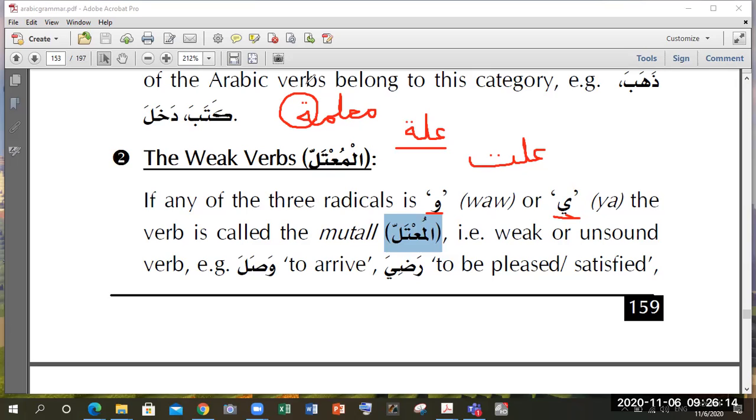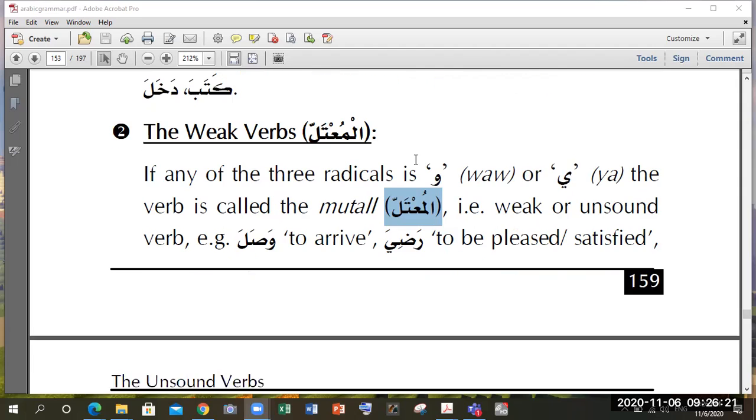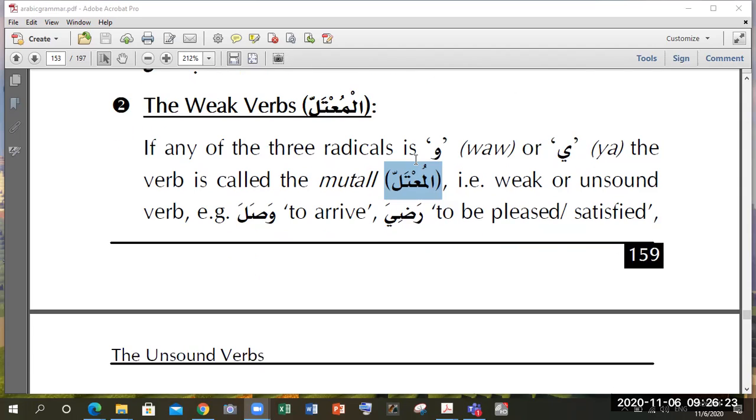So what are huruf illa that may come in a verb, Khadija? Huruf illa are alif, waw, and ya, but alif is not used as a root letter of the verbs. And waw and ya, if they come up in a verb, then we call it mu'tal. Mu'tal verb. Barakallahu fiki, mashallah. You understood very well.